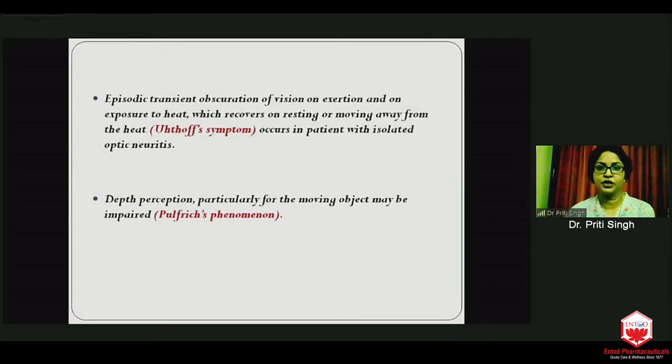Episodic transient obscuration of vision on exertion and on exposure to heat, which resolves on resting or moving away from the heat, occurs in patients with isolated optic neuritis, and this is known as Uhthoff symptom, which is one of the risk factors for subsequent development of multiple sclerosis. Depth perception, particularly for a moving object, may be impaired, and this is known as the Pulfrich phenomenon.